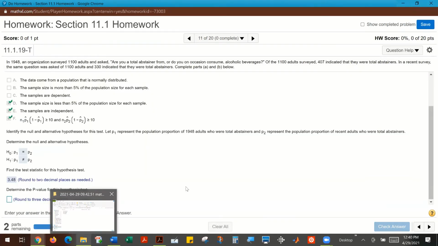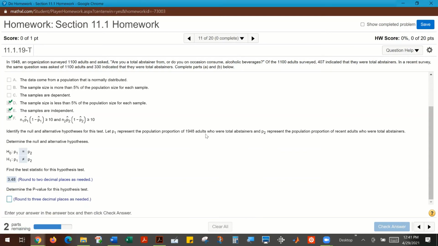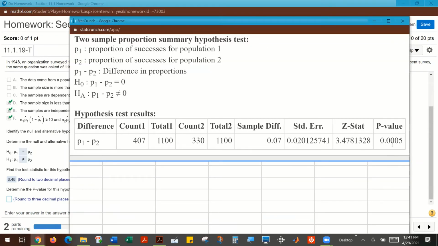Now to calculate this p-value over here, of course you can use the textbook version, where you use the normal distribution table and use that to help you out, or you have actually already calculated the p-value in StatCrunch over here, and that's this number right over here at the end. So you will see how this is 0.0005. We have to round this to 3 decimal places. You'll see that right here at the bottom.